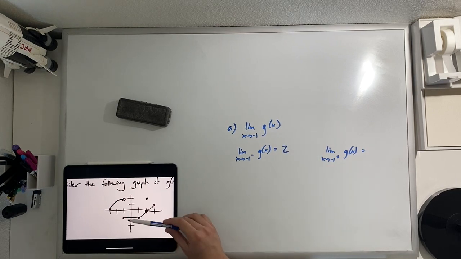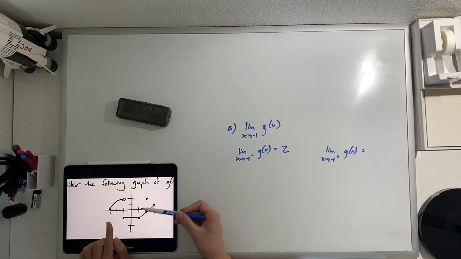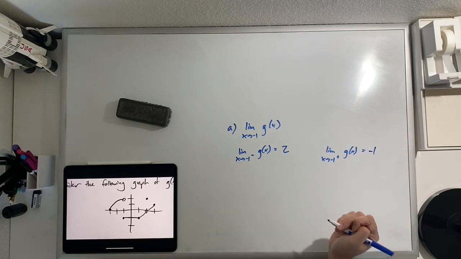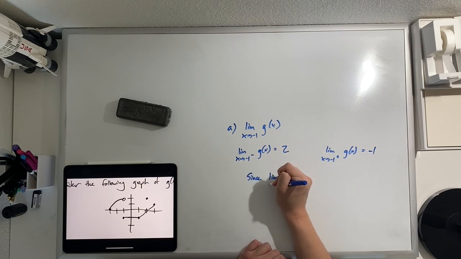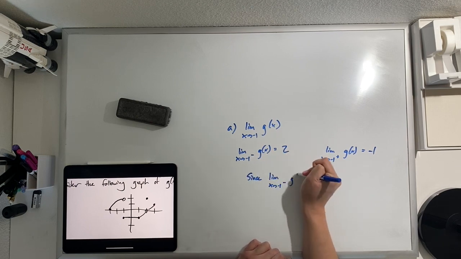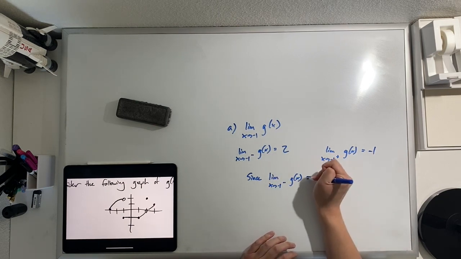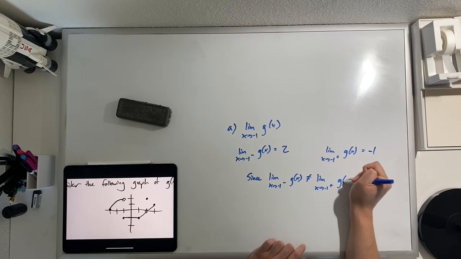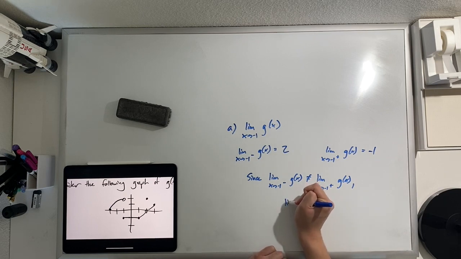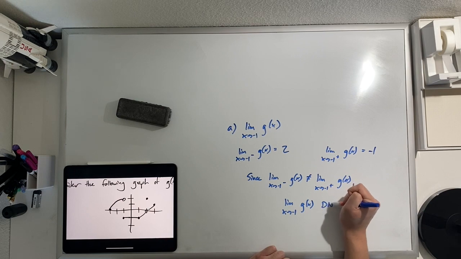As we approach -1 from the right, so that's down here on this piece of the function, as we get closer and closer, what y value are we approaching? Y equals -1. So since the limit as x approaches -1 from the left of g of x, that's 2, and that's not equal to -1, clearly, so since this limit does not equal the limit as x approaches -1 from the right, then this limit as x approaches -1 of g of x does not exist.